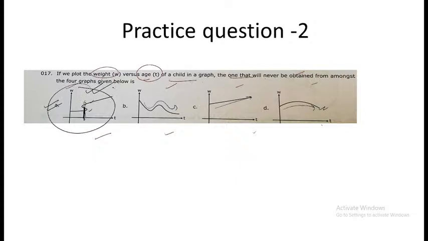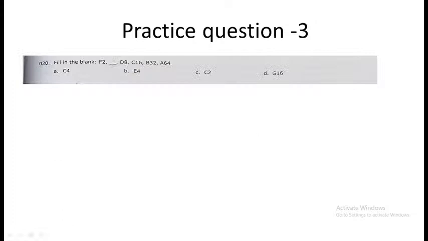Okay, remember about this particular thing. Answer can never be option number A, because you cannot have two weights at a specific age of your life. Okay, answer for this question is option number A. Next question, you need to find out which of the following will be helping in filling up this particular gap. Find out the answer for this.